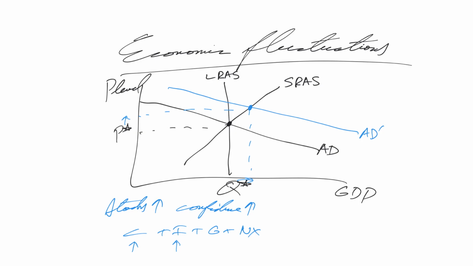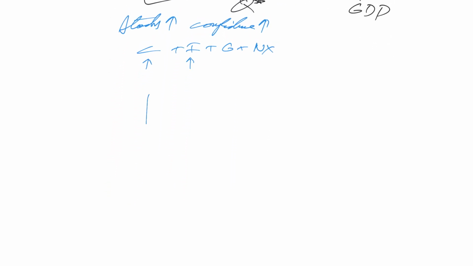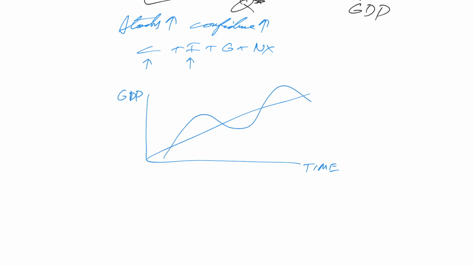So on this graph, let's go up here a little bit. Going back to our business cycle graph, where we plot GDP over time, we've got these fluctuations. Right now, we're up here somewhere. Okay, we're at a point in time where this is the long-run equilibrium, but we're actually up here. Now you can see this is the long-run equilibrium, but we're up here above it.